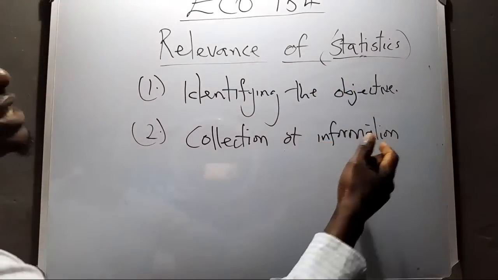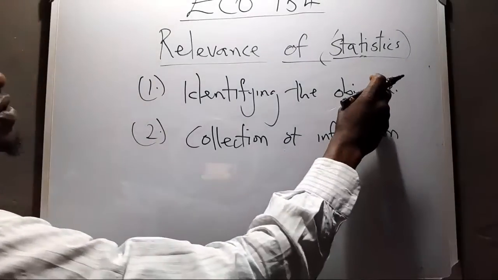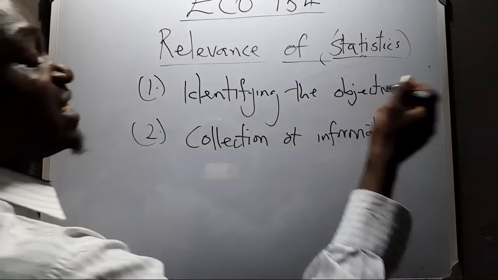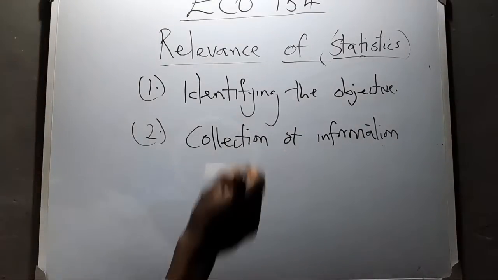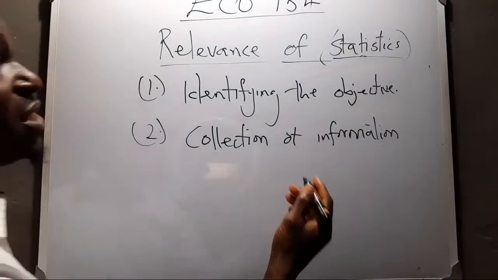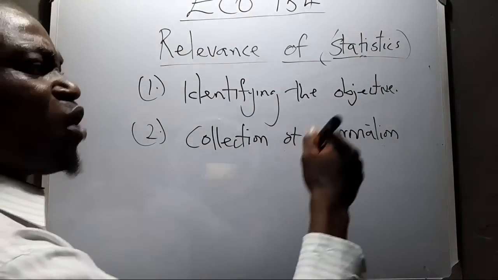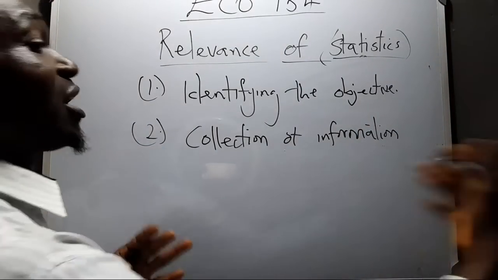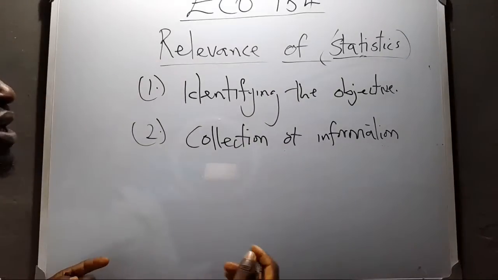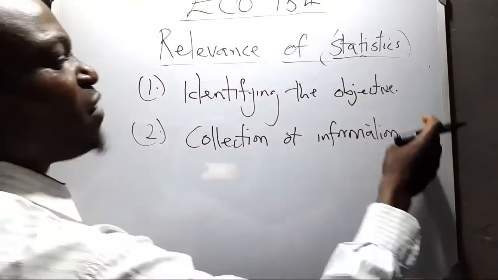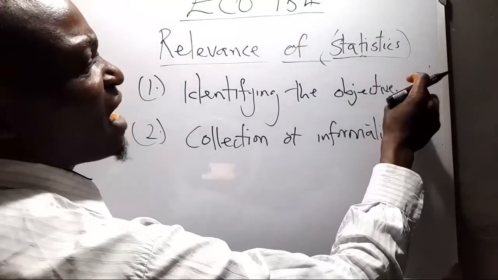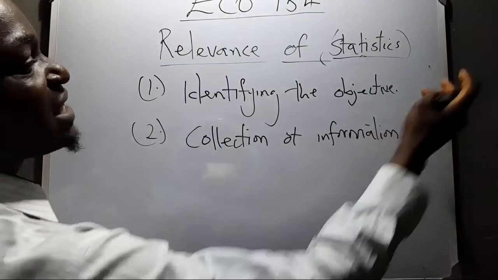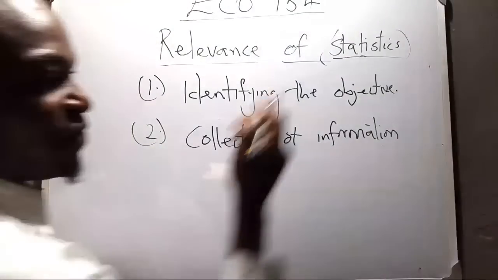Collection of information needed to achieve this objective. For instance, let's take a look at the example I used earlier: knowing the number of students in a particular school. So the collection of information we need is trying to know the number of students in each class of the school, which is one of the major parts in arriving at this objective. So the second phase is collecting information that has to do with the objective.